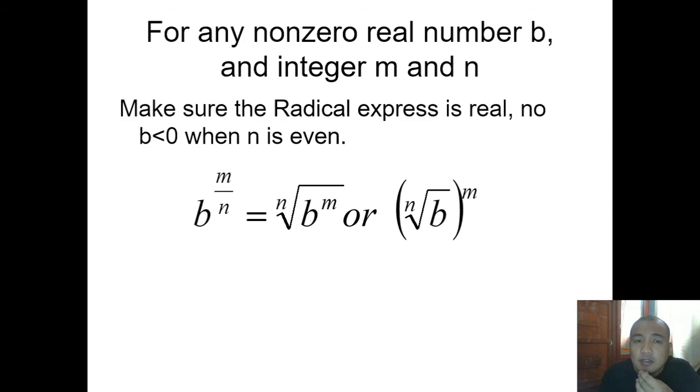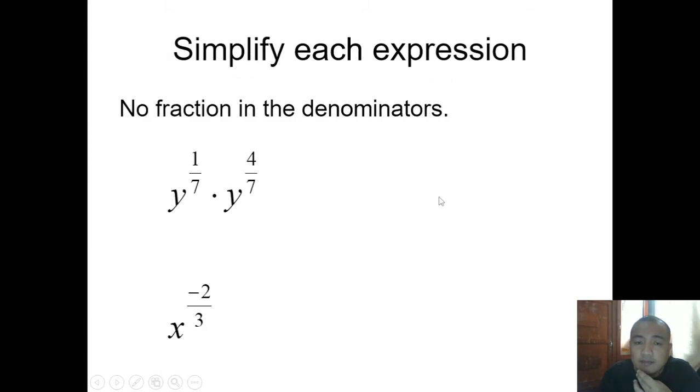rational exponents. For any non-zero real number b and integers m and n, make sure the radical expression is real, so b is not less than 0 when n is even. So if we have b raised to the rational exponent m over n, it is equal to the nth root of b raised to m, or the nth root quantity of b, raised to m. Okay, it's just the same. This is just the same as that.